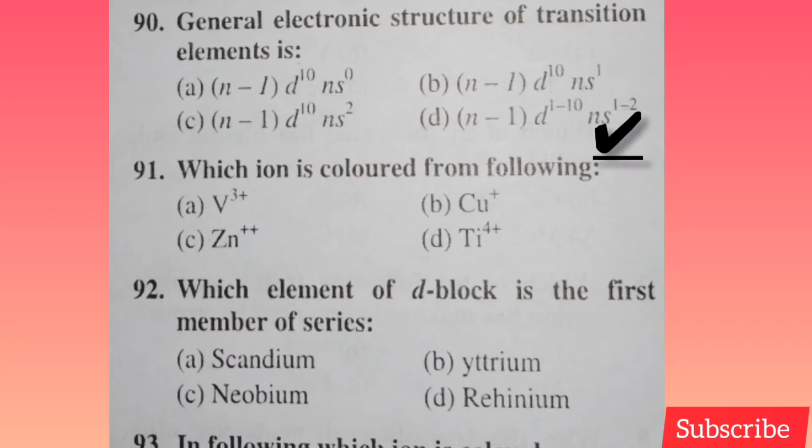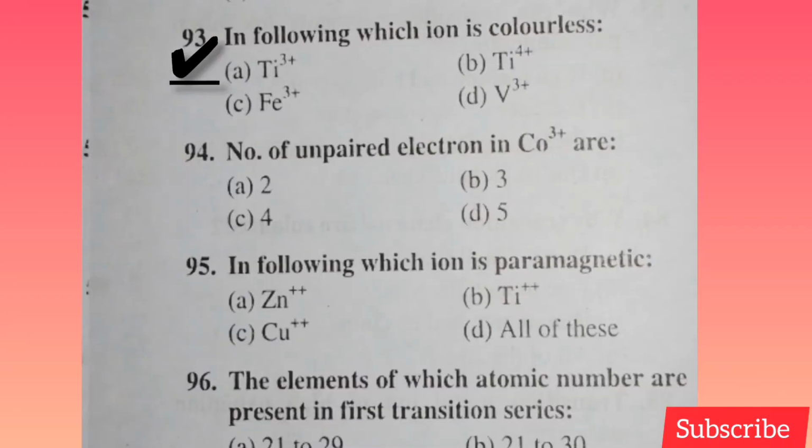Option D is correct. Which ion is colored from following? Option A is correct. Which element of d block is the first member of series? Option A is correct. In following which ion is colorless? Option B is correct. Number of unpaired electrons in Co3+ are. Option C is correct. 4 unpaired electrons.